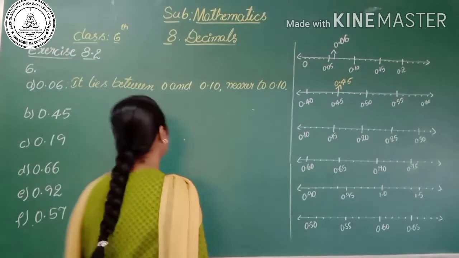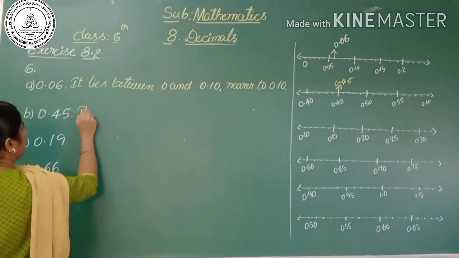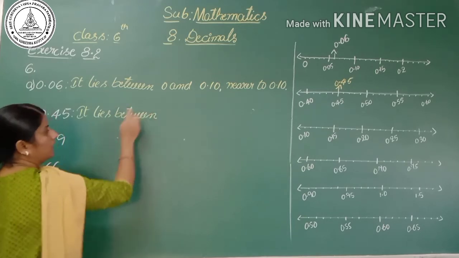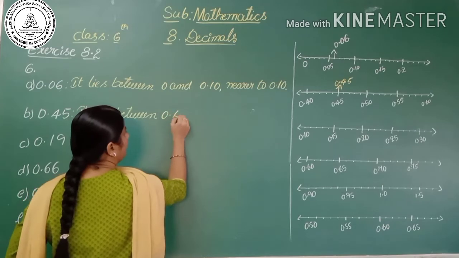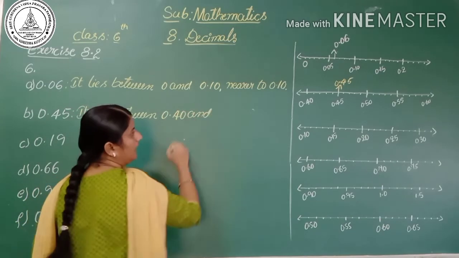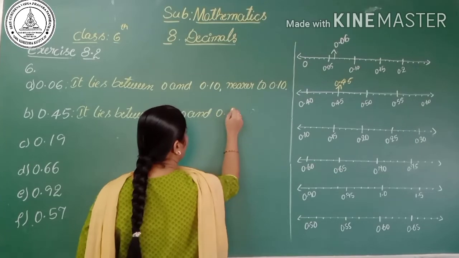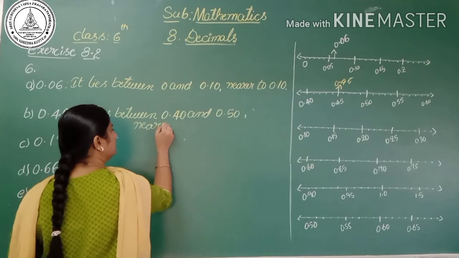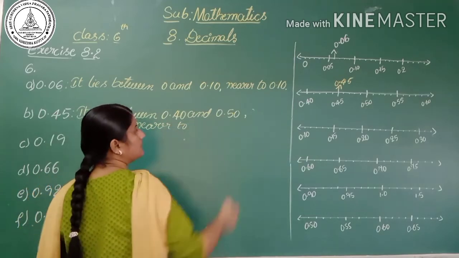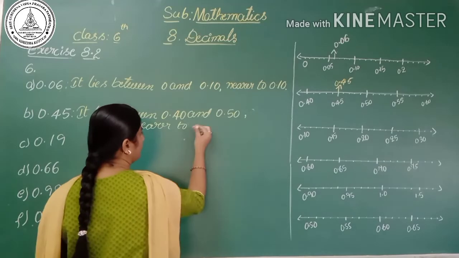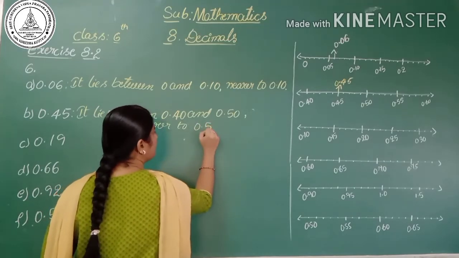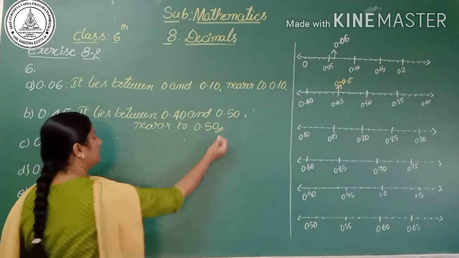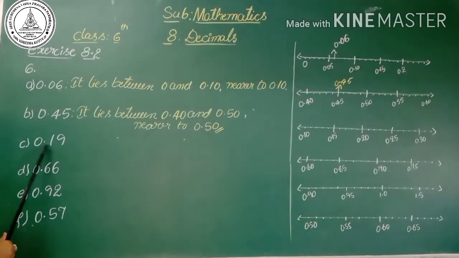Now right here it lies between 0.40 and 0.50, nearer to 0.50. Sorry, 0.50. Okay. Then third one, 0.10.